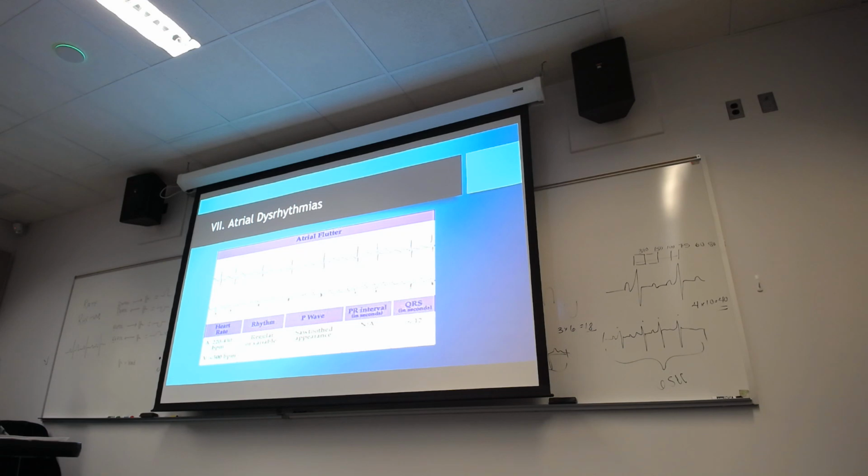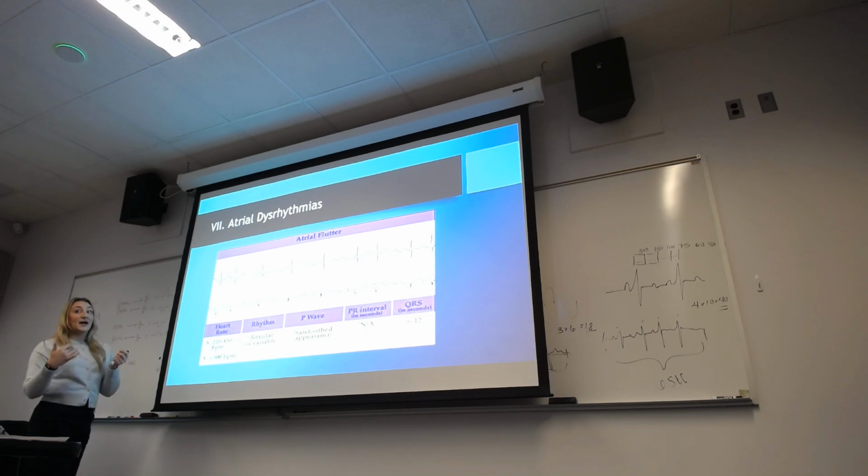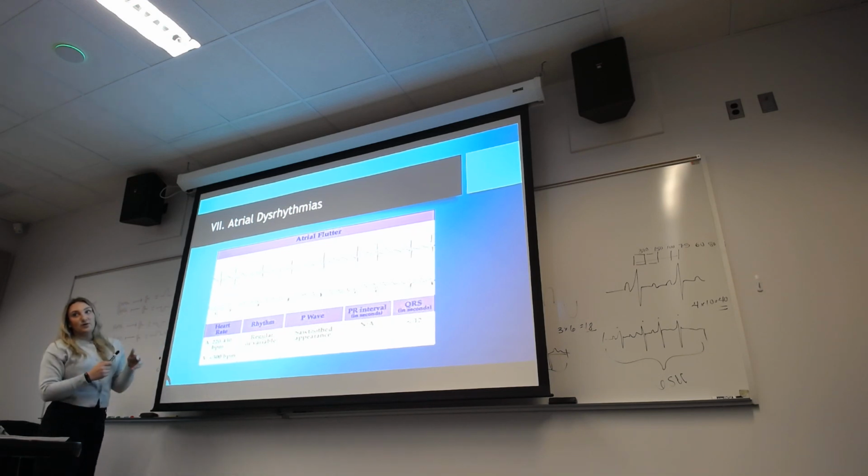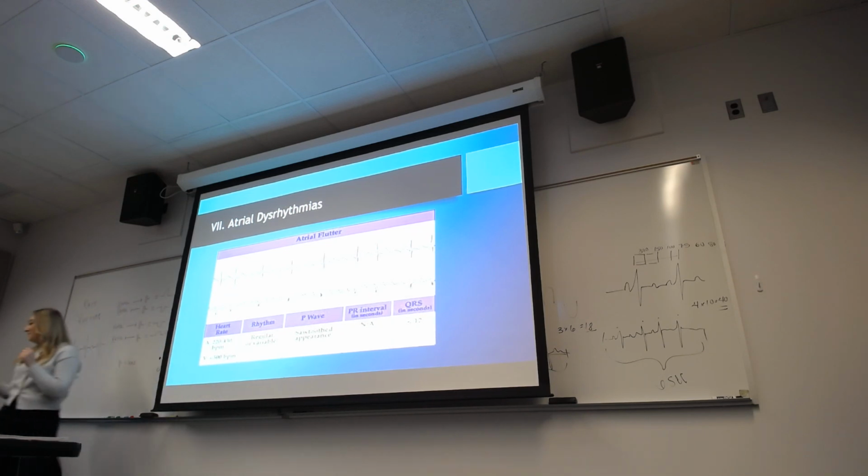Atrial flutter is this sawtooth appearance between your QRS complexes. You have in the atria fluttering impulses, which are causing what look like P waves. The atria is trying really hard to depolarize, but it takes so many tries for the impulse to make its way to the ventricles, causing ventricular depolarization and contraction.